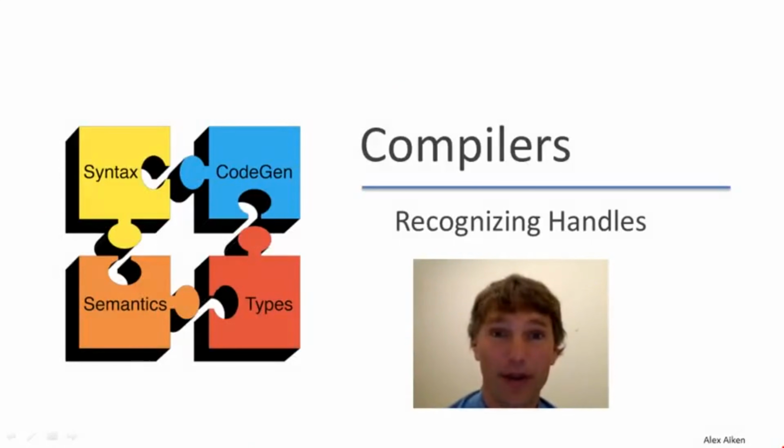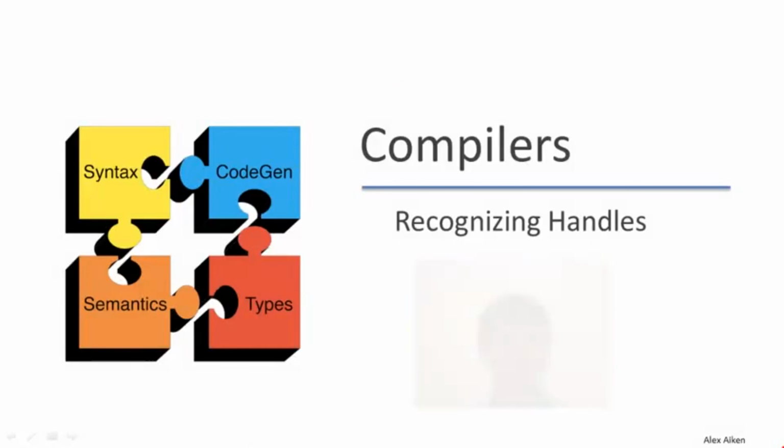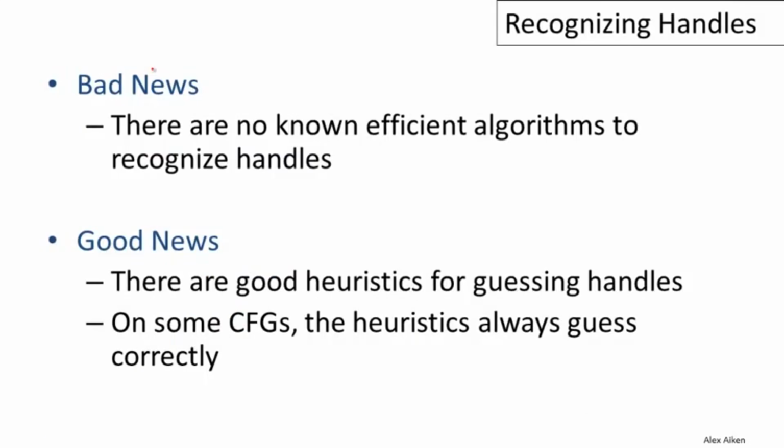Welcome back. In this video, we're going to talk about the key ideas behind techniques for recognizing handles. There is good news and bad news when it comes to recognizing handles. The bad news is that there are no known efficient algorithms that recognize handles in general. So for an arbitrary grammar, we don't have a fast way to find the handles when we're parsing. The good news is that there are heuristics for guessing handles, and for some fairly large classes of context-free grammars, these heuristics always identify the handles correctly.